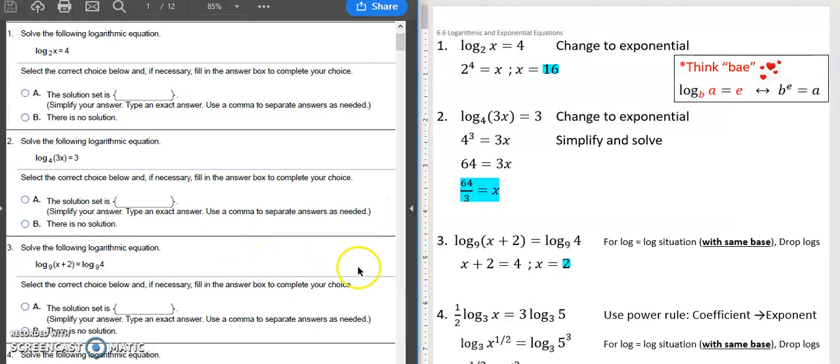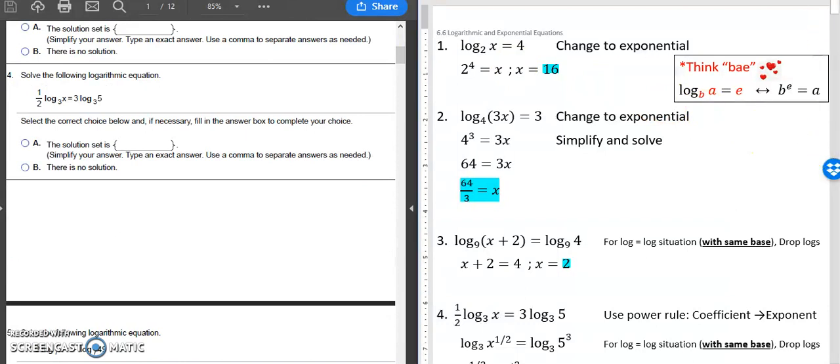For number 3, this time you have logs on both sides of the equation. Remember, for the log of something equals log of something situation, when you have the same base, you can just drop the logs from there. So we'll have x plus 2 equals 4. So we subtract 2 from both sides, and we end up with x equals 2.